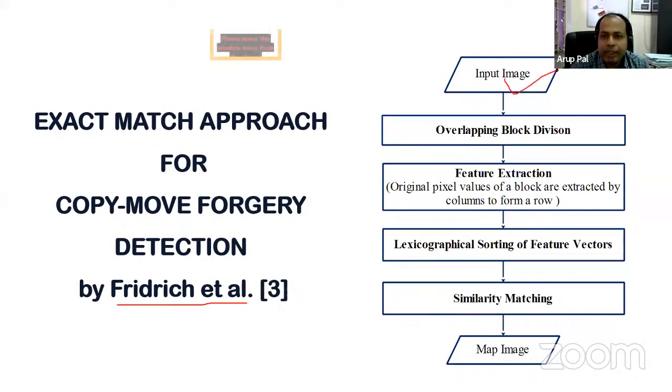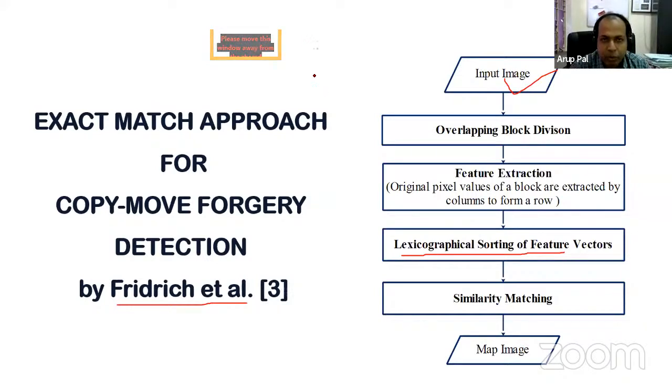Now, what is the process? You have an input image. The image is divided into non-overlapping blocks, we extract features from each block, and then lexicographically we sort these, perform the similarity matching, and finally you get the map image.